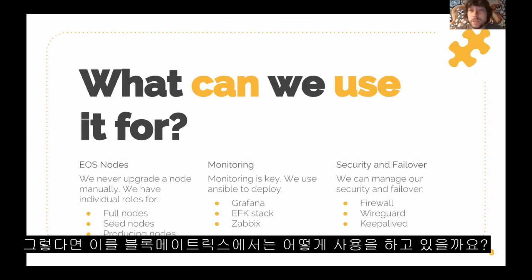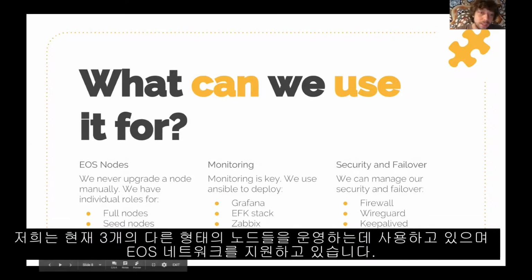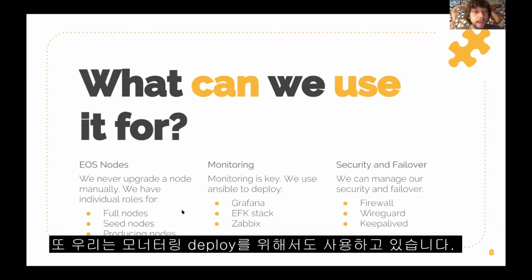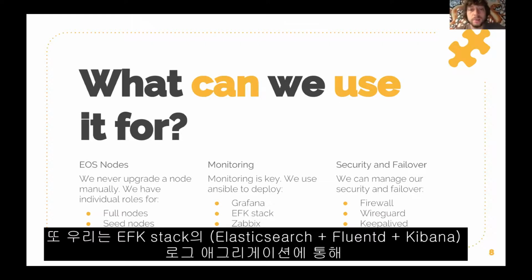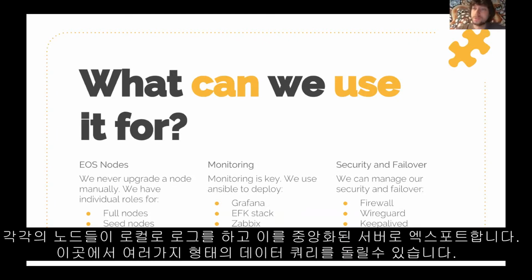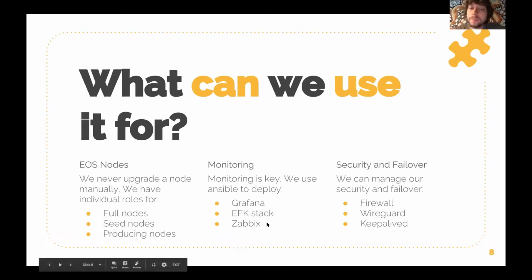So in terms of how we use this at BlockMatrix, we use this for the 3 different types of node that we run to support the EOS network. We also use it for deploying monitoring. So we use Grafana to get system level stats from all of our production machines. We use the EFK stack, so Elasticsearch, FluentD, and Kibana for log aggregation. So each individual node will log locally, and then this is exported to a centralized log server where we can do all sorts of querying on that data. And then we use Zabbix for alerting.